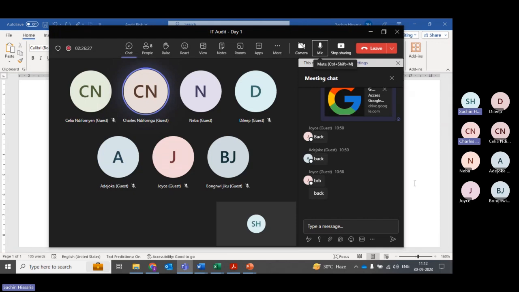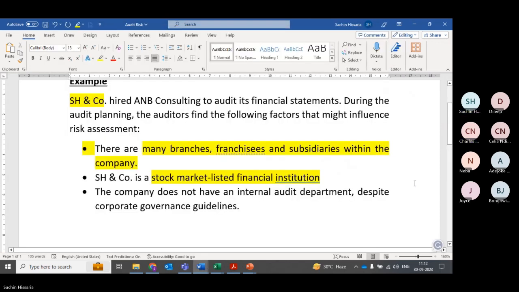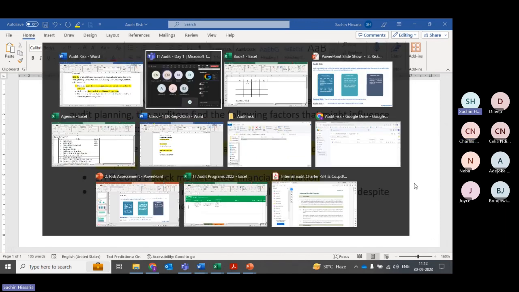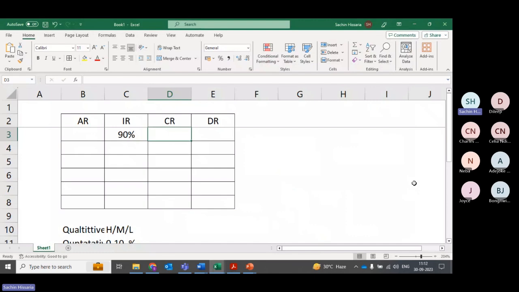A failure to observe the government guidance. Yeah, so the company doesn't have an internal audit department despite the guidelines. As an auditor, what do you think? That controls may not be implemented appropriately, correct? There would be ineffective controls in the organization. So as an auditor, I am feeling that inherent risk is 90% and control risk is also 90%.